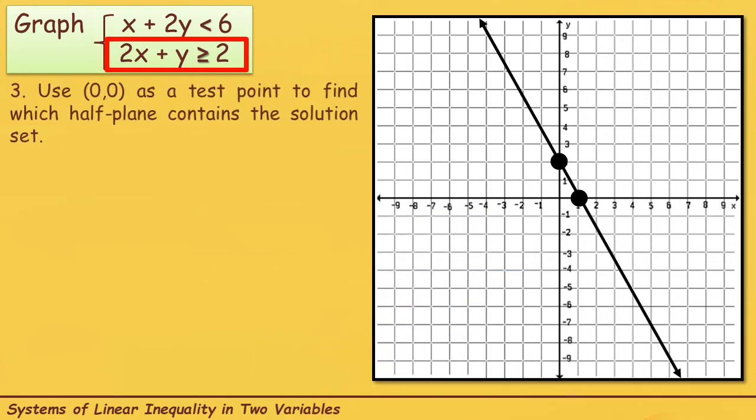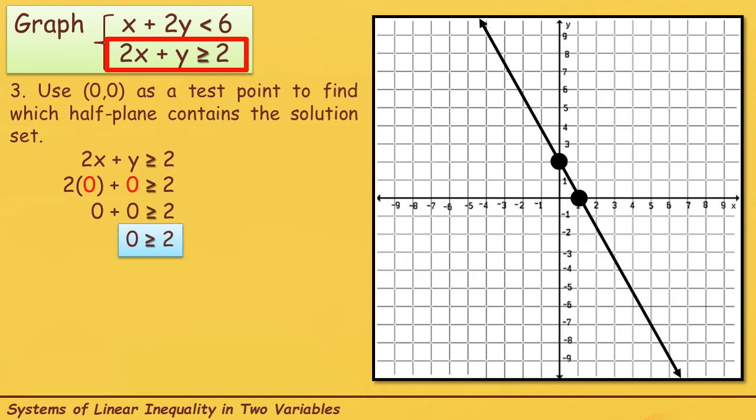Now, use (0, 0) as a test point to find which half-plane contains the solution set. From our linear inequality, 2x plus y is greater than or equal to 2, i-substitute natin yung ating (0, 0) para malaman natin kung yan ba ay kasama sa solution set o hindi. Magiging 2 times 0 plus 0 is greater than or equal to 2. 2 times 0 is 0. 0 plus 0 is 0. 0 is greater than or equal to 2.